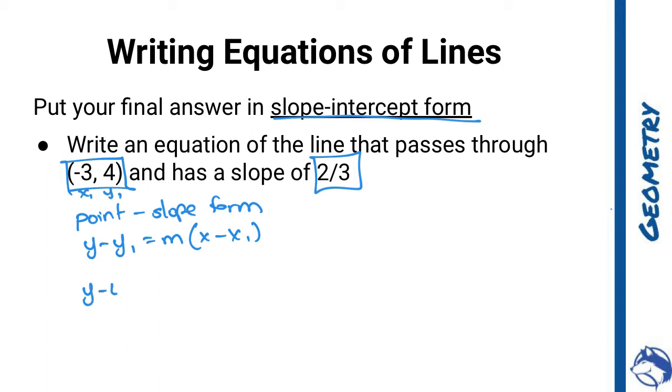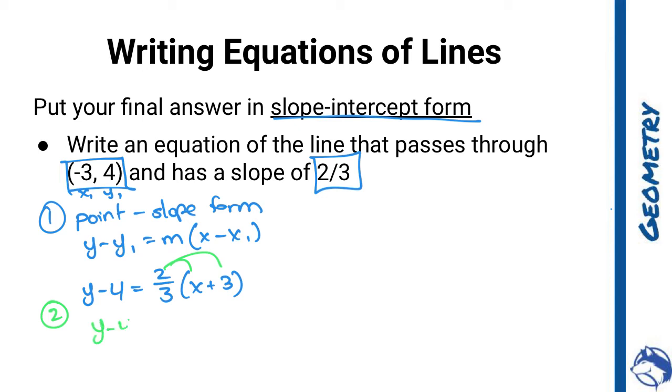This is my x1, y1. So it's y minus 4 is equal to 2/3, and then it's x minus a negative 3, or plus 3. So now I have to, that was step number 1. Step number 2 is to now make it into slope-intercept form.